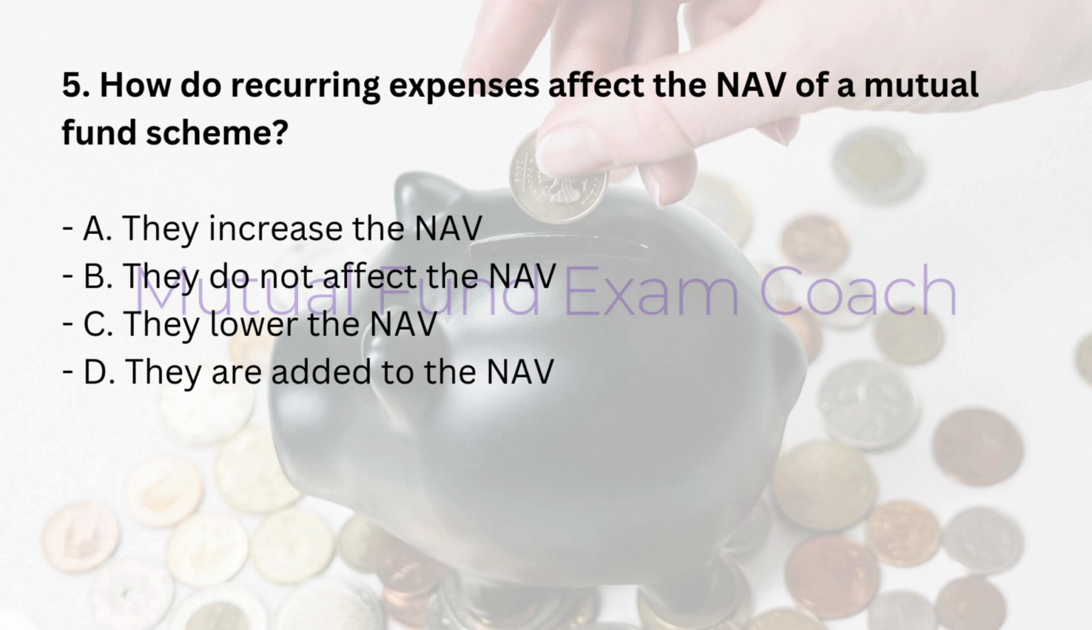5. How do recurring expenses affect the NAV of a mutual fund scheme? A. They increase the NAV. B. They do not affect the NAV. C. They lower the NAV. D. They are added to the NAV. Answer: C. They lower the NAV.